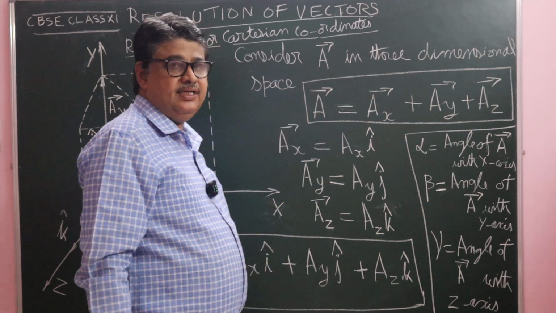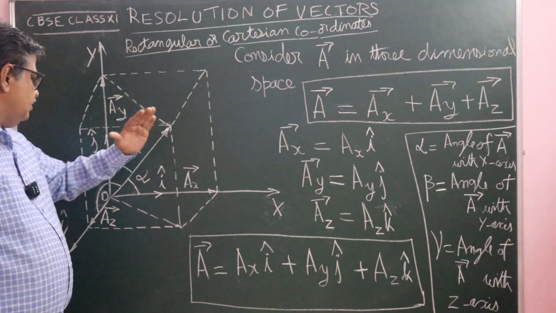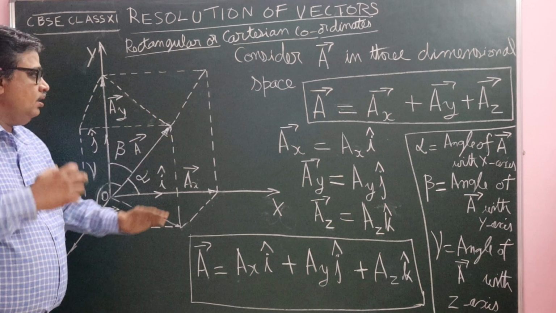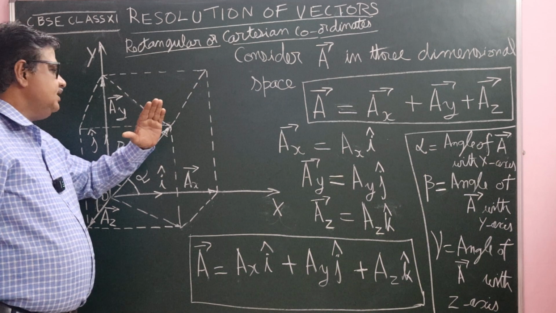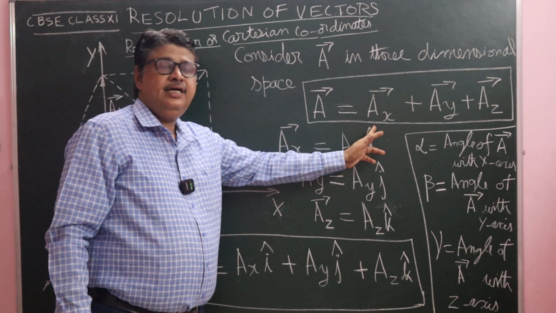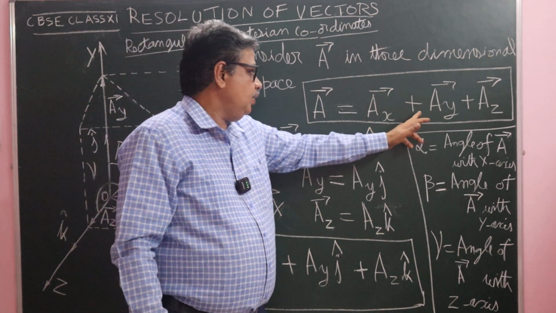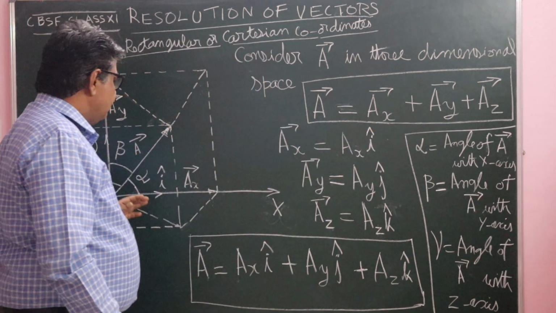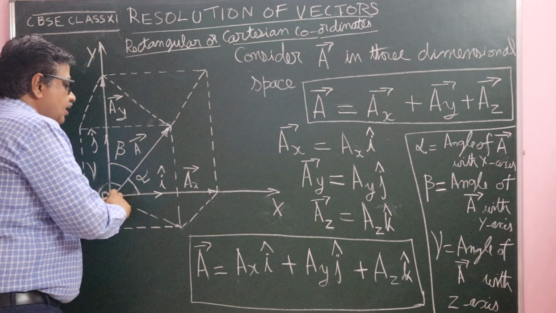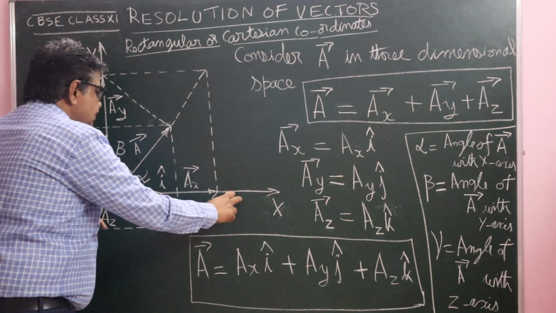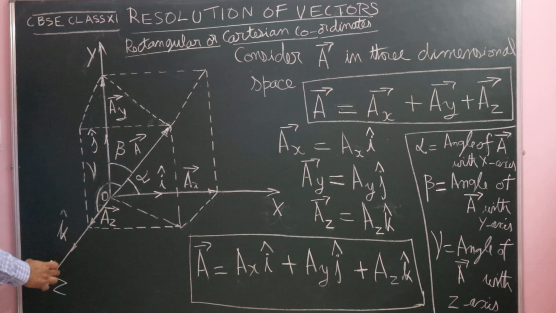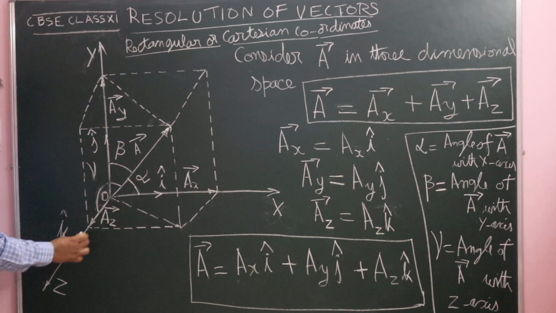It is in three-dimensional space, A vector. So consider A vector in three-dimensional space like this. This A vector in space can be represented by the addition of three mutually perpendicular vectors along three directions. A vector: Ax vector along x-axis, Ay vector along y-axis, Az vector along z-axis.